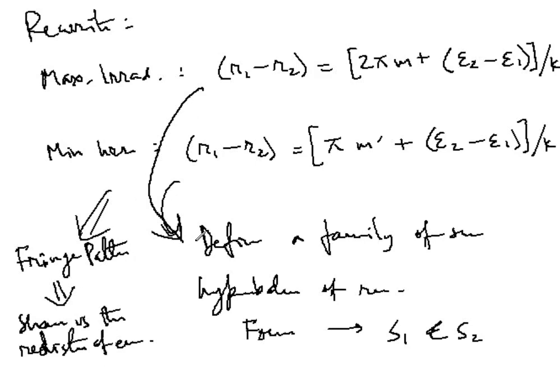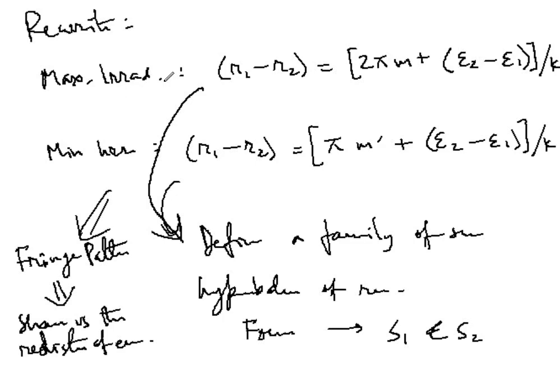Okay. Suppose I ask you, what do you mean by fringe? What will you say? Suppose I am asking you. I just talked about the fringe pattern, and I told you that it shows us the redistribution of energy. But if I ask you, what is a fringe? Then what will you say? Basically, what is a fringe? A fringe is basically a locus of constant phase. Okay, this you must remember.